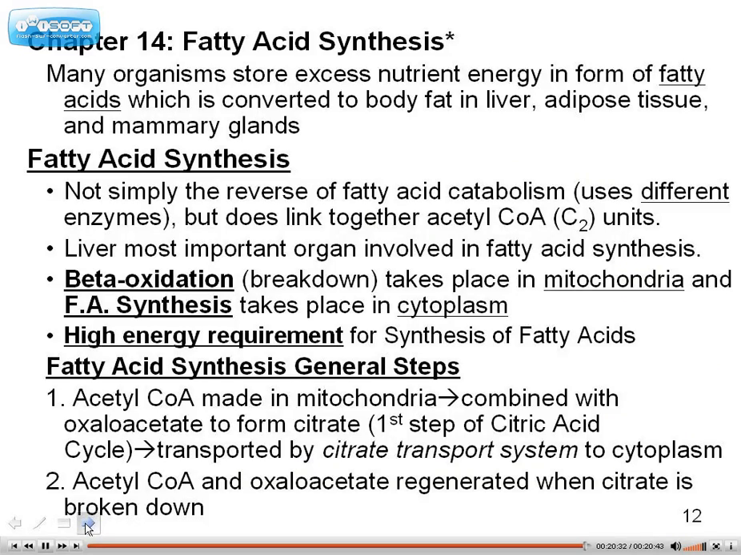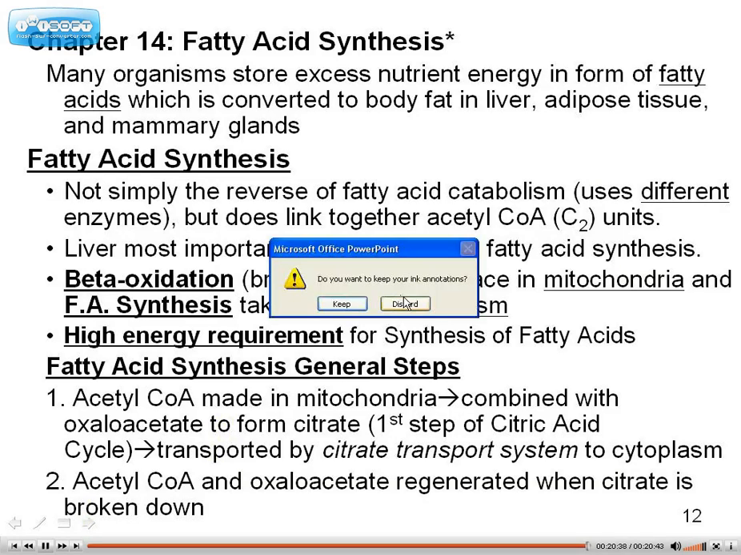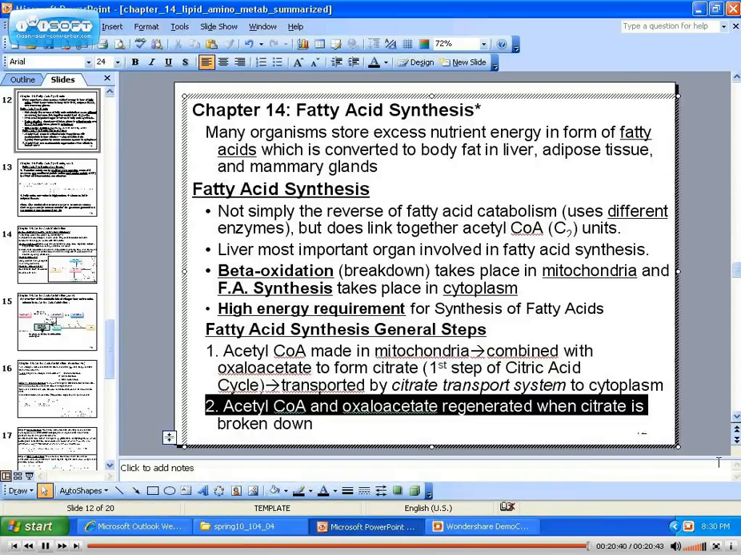And moving on. Now we're going to get into fatty acid synthesis, but this is a good place to end this portion of the slides.